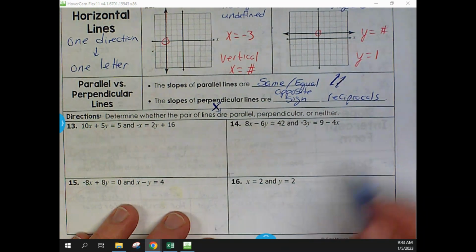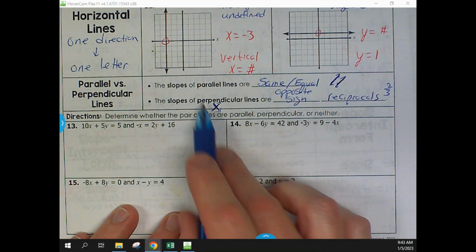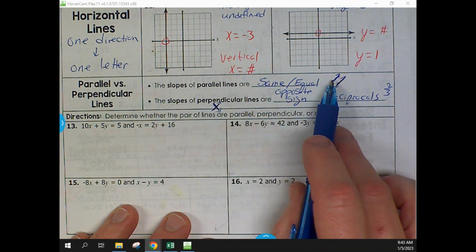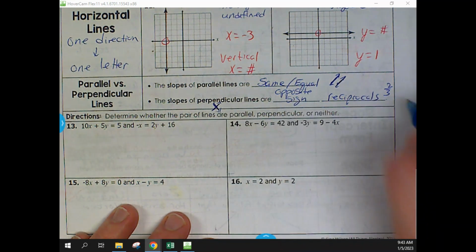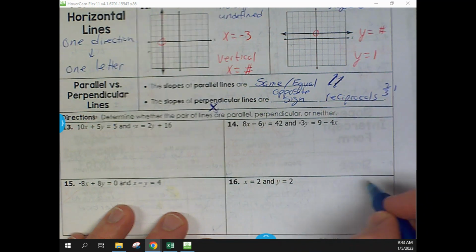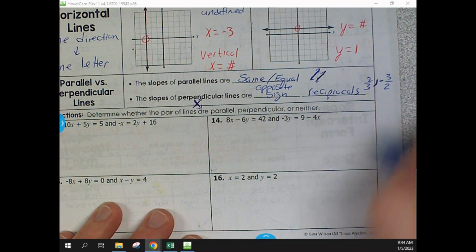Which means that if one of the slopes is 2/3, and they ask you about a parallel line, the other line's slope is also 2/3. That's easy. But if it's perpendicular and this one's 2/3, the other one is going to have the opposite sign, so instead of positive it's negative, and then you flip it upside down to make it negative 3/2. So whatever the first slope is, you change the sign and flip it upside down, and that tells you what the other line's slope is going to be.